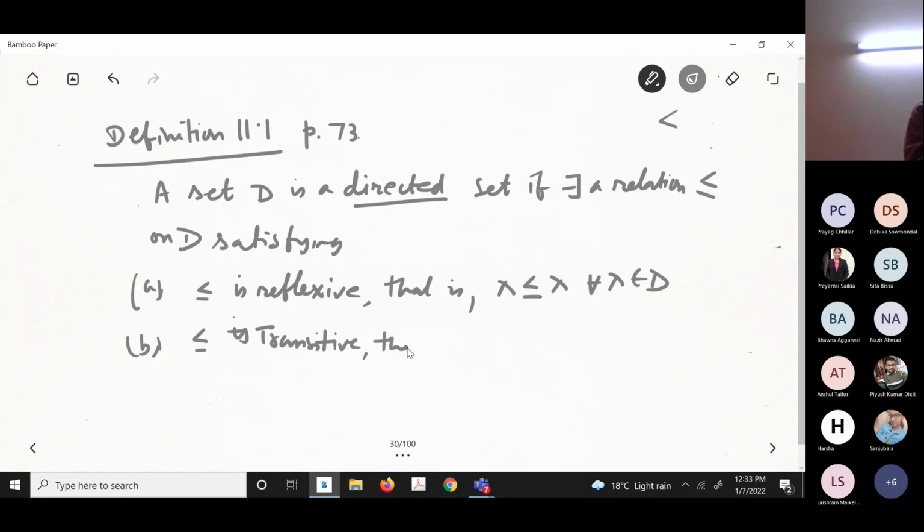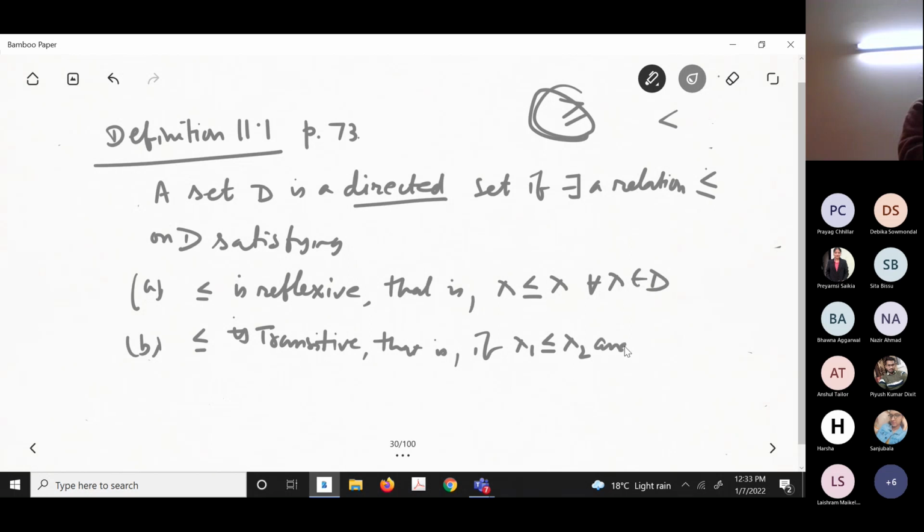That is, if, be careful, I have only this notation, I don't have the other one. So don't use it right now. So if lambda 1 less than or equal to, this is just a notation for less than or equal to. That's just to indicate this symbol.